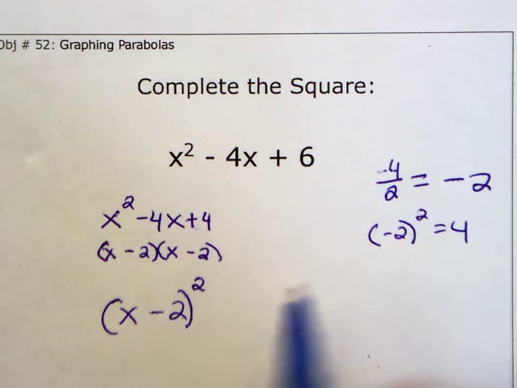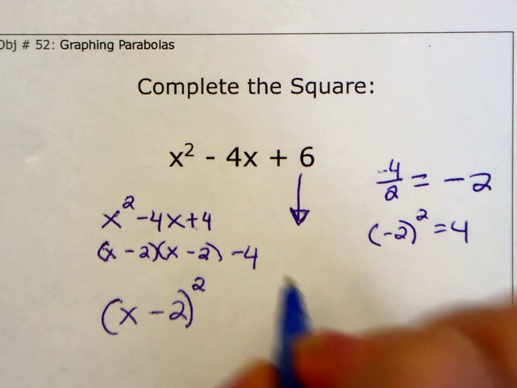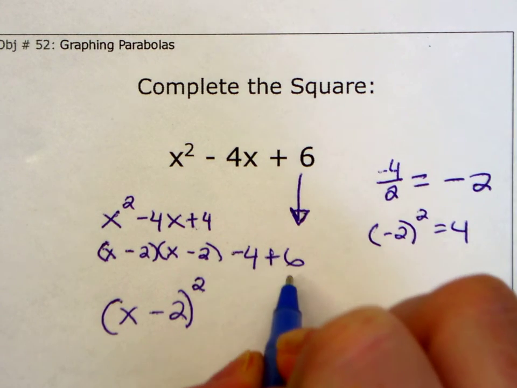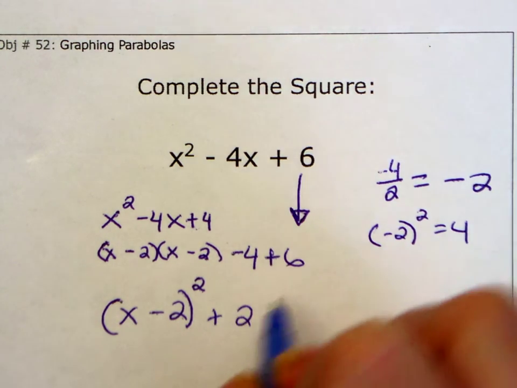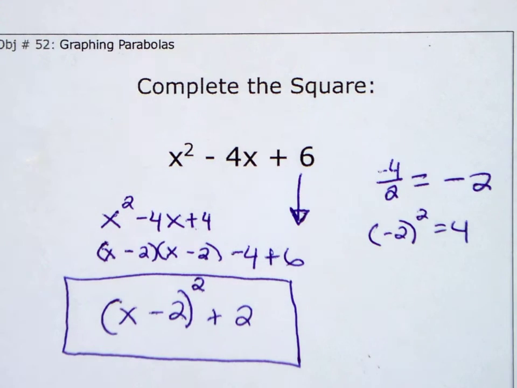So we add it, and we also take it away. Then we combine that with the 6. Minus 4 plus 6 is 2. So that's the answer. Okay? All right, so that's a review. This is going to come back later.